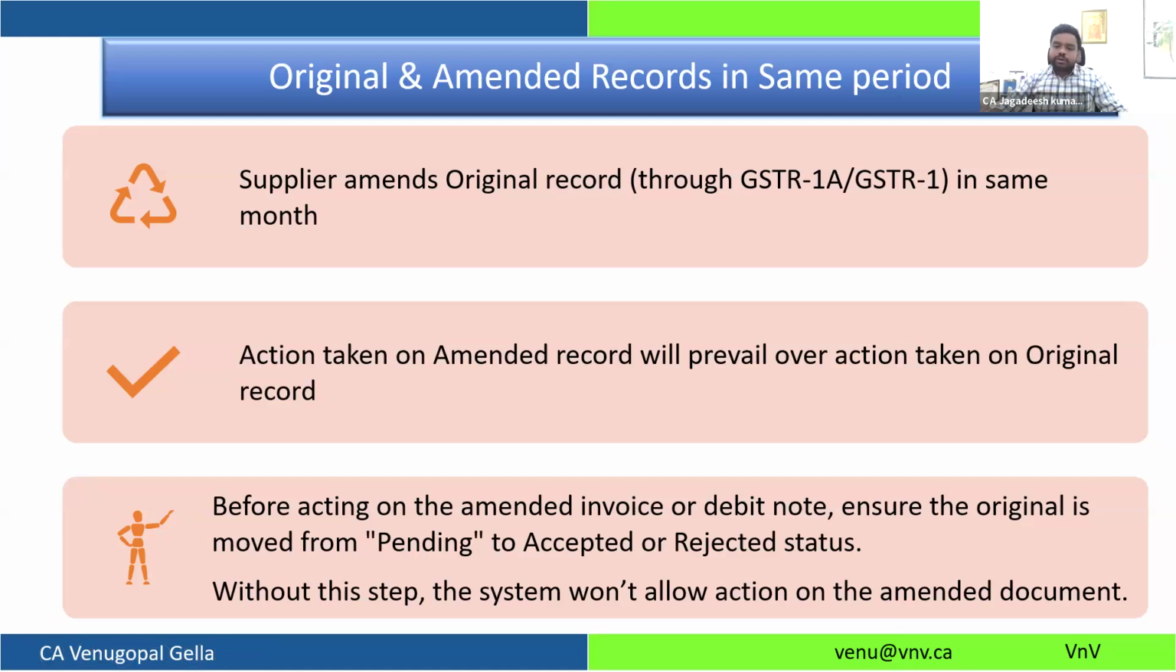Before doing so, you have to either accept it or reject it, but you should not put that invoice under pending. Without this step, even the system will not allow it, if the original invoice is under pending status. So either you have to accept it or reject it, and only then can you take the action on the amended record.